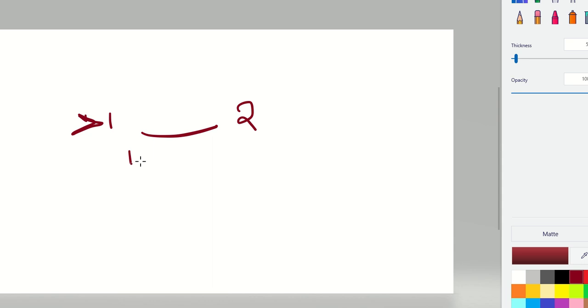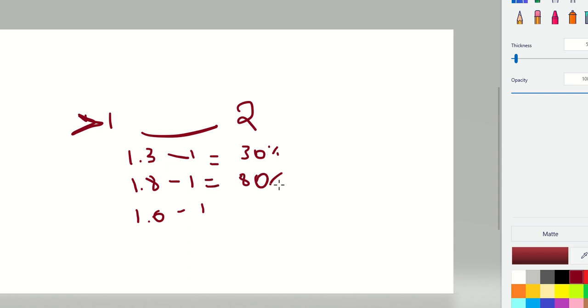So this is my recommendation for you. If your relative risk is greater than 1, but it hasn't reached 2 yet, for example 1.3, 1.8, or 1.6, one thing you could do is subtract 1 from each of them. The value you get, you multiply by 100, so this is a 30% increase in risk, this is an 80% increase in risk, and this is a 60% increase in risk, and therefore the interpretation would be those exposed have 30% more risk.